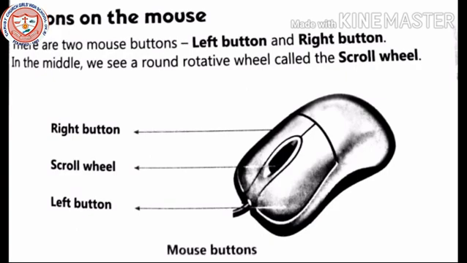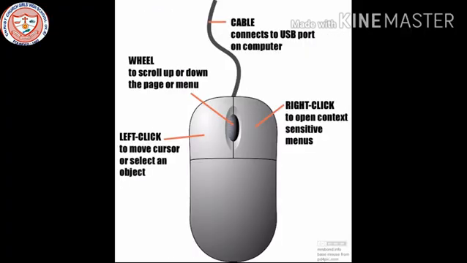In the middle of a mouse, we see a round rotative wheel which is present between the left and the right buttons. That is called the scroll wheel. So you can see the image. This one is the right button and the opposite one is the left button, and in between the right button and the left button is the scroll wheel.